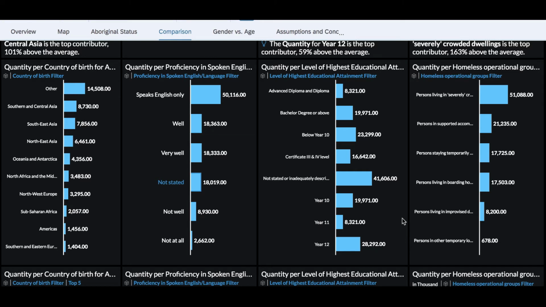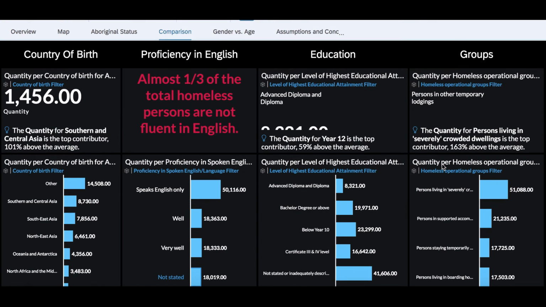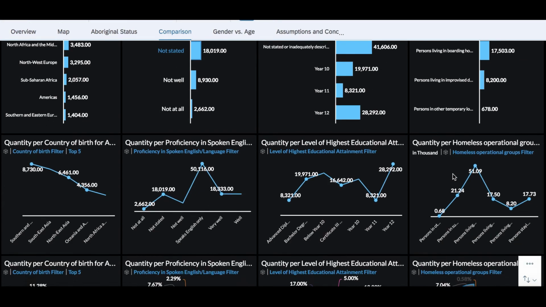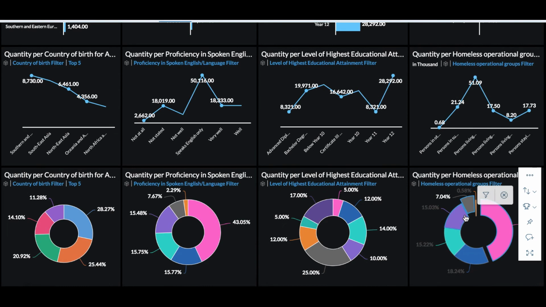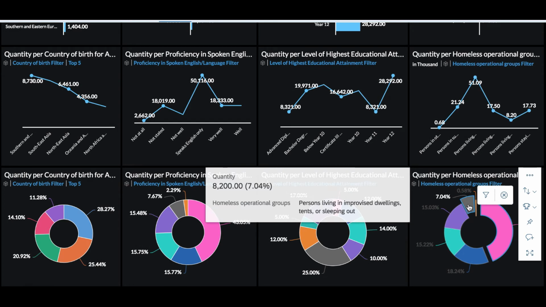Therefore, it does not look like this aspect has a big impact on the issue, although 25% of the respondents are described as not stated or inadequately described. Finally, regarding the operational group of homeless, 44% of people are living in severely crowded dwellings, which is the highest percentage. On the other hand, 7% are living in improvised dwellings, tents, or sleeping out. That is the percentage that we quite often notice, but that is just the tip of the iceberg.